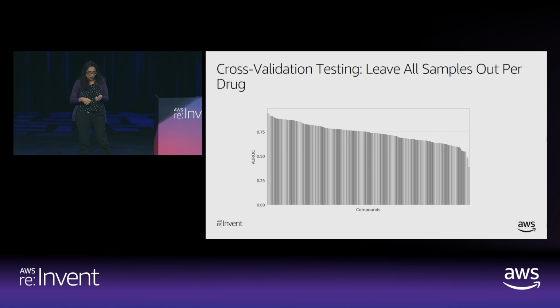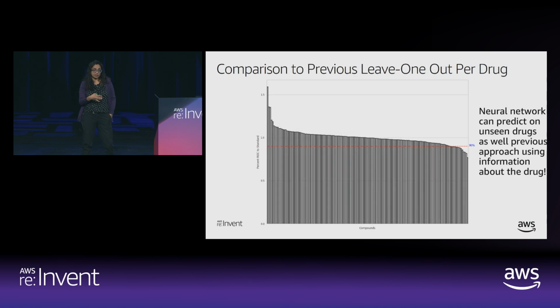There are many ways to measure performance, but the one I'm showing here is area under the ROC curve, and this is a number that varies between 0 and 1, where 1 is where you have perfect performance, and 0.5 is where you're essentially guessing. I have a line for each compound because we did this in cross-validation across the different drugs. And what you see is that for more than half of these compounds, we have area under the ROCs of greater than 0.75.